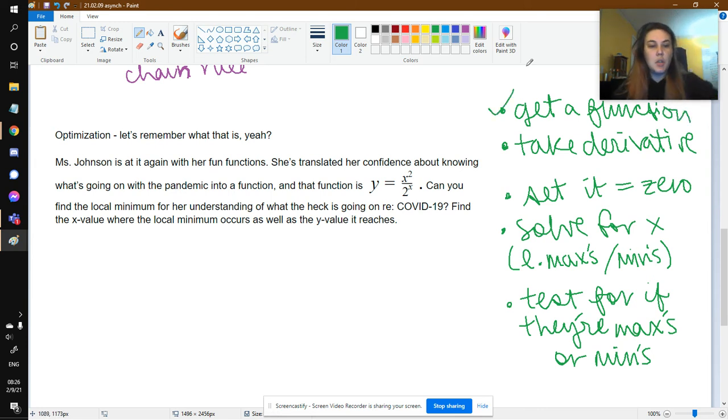So here's the situation. Ms. Johnson is at it again with her fun functions. She's translated her confidence about knowing what's going on in the pandemic to a function, and that function is x squared divided by 2 to the power x. Can you find the local minimum for her understanding of what the heck is going on pre-COVID-19? Find the x value where the local minimum occurs, as well as the y value it reaches. So we have our function.